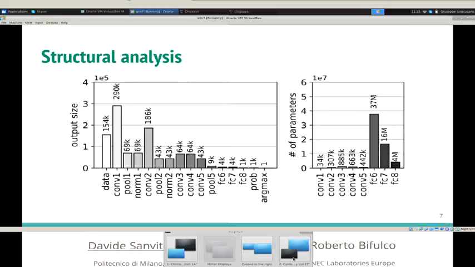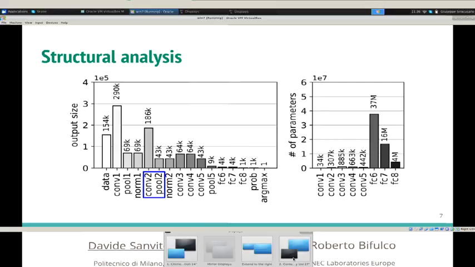The first analysis we performed is a static analysis, so just by observing the architecture of the network without running the inference. We computed the output size of each layer. We can see that in the first part of the network, the output size is comparable to the input size of the images, while the second part, the fully connected layers, has an output size which is much smaller than the first part. We can also observe that some layers, like the convolutional ones, increase the data compared to the input size, while some others, like the pooling layers, reduce the dimension of the data.